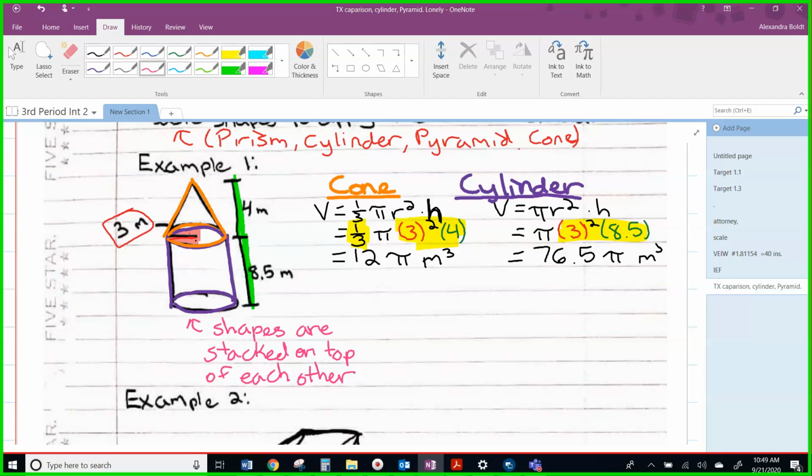So our shapes are stacked on top of each other. So what does that tell us? When they're on top of each other, they're almost like 2 separate things that you can see. Then you are adding them. So to find the total of this, I'm going to add my 2 answers. So I'm going to take my 12 pi and add it with my 76.5.